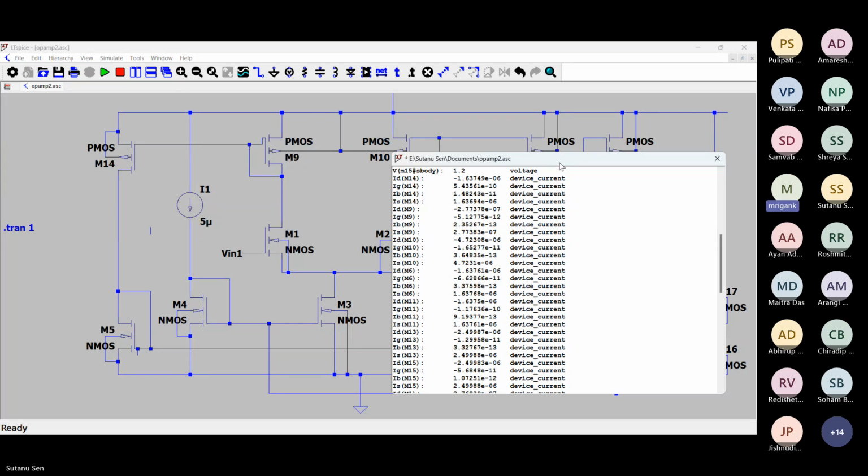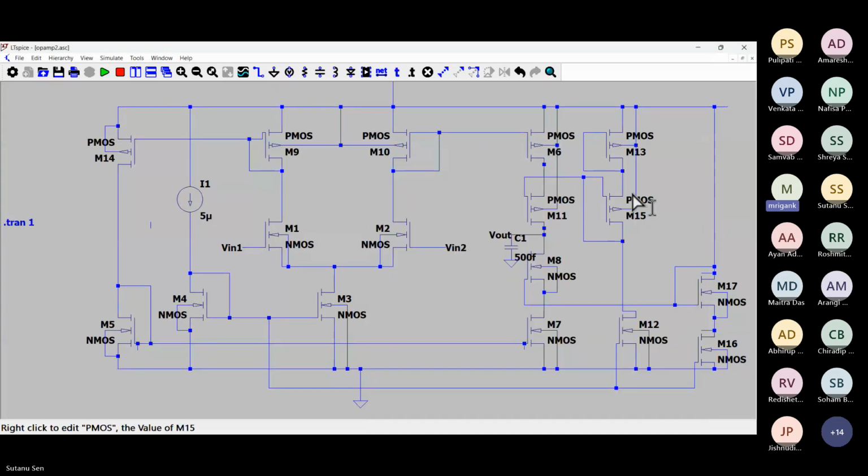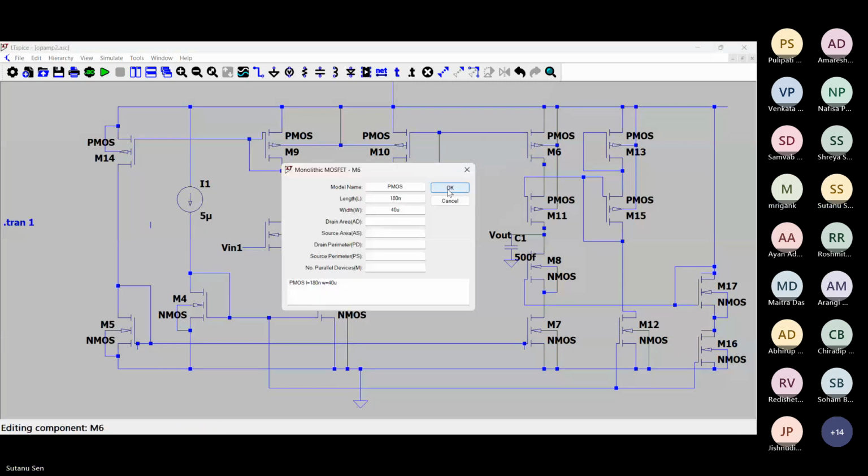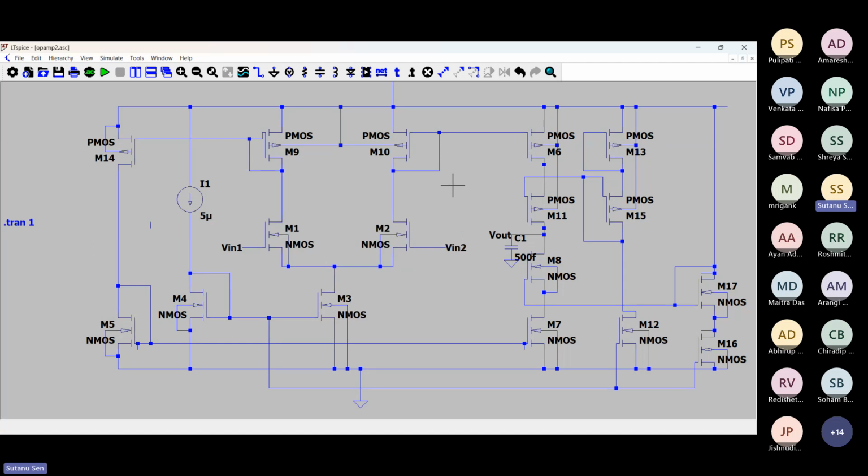Is the mirroring ratio very different? M9, M10, M9. Just check the mirroring ratio. M9, M14, M10, M6: 5, 1, 10, 5, 10, 45, 10. So all the same, sir. The W by L ratio is all same.